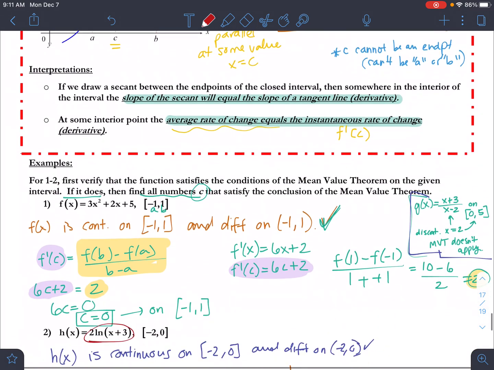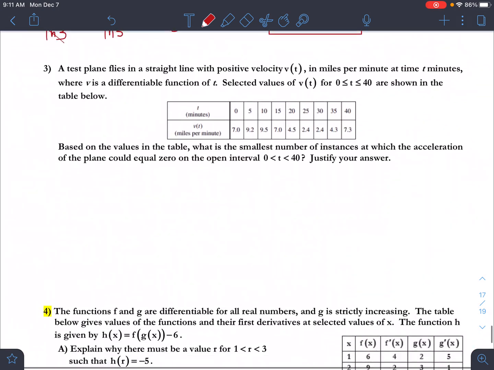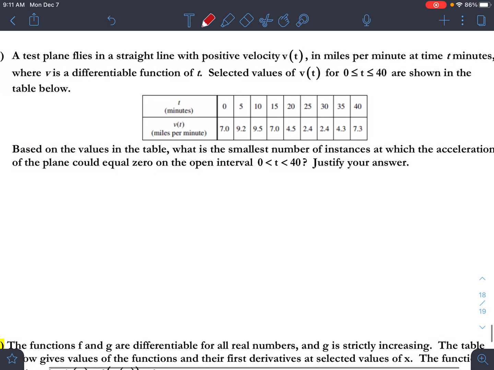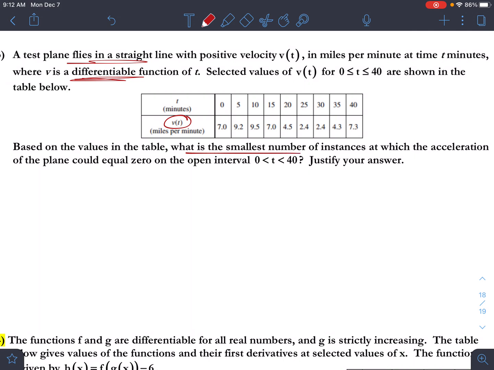All right, let's try number 3, the last one we're going to try here. It says a test plane flies in a straight line with positive velocity v of t in miles per minute at t minutes, where v is differentiable. It also said it flies in a straight line, so we can assume it's continuous here. The plane is not just off the map or something. So it's flying, it's differentiable, and then it says select values of velocity are given. Based on the values, what's the smallest number of instances, so our answer is going to be 5 or 3 or 1, whatever it may be, that acceleration of the plane could equal 0?